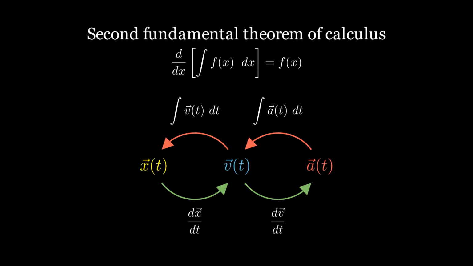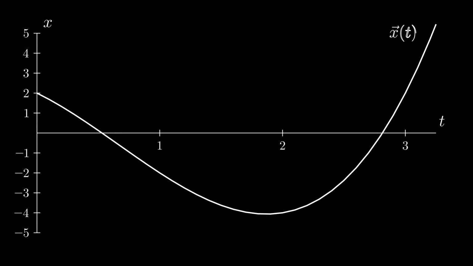We can look at these relationships in a more graphical sense. Here is our position graph once more. If we take a point at, for instance, time is equal to 1, we can see that the position is negative 2 meters. Now, if we draw a line that touches the graph at only this point, otherwise known as the tangent line, we can see that the slope of this line is the same as our velocity at that point. As long as the graph of the position is continuous, this holds for every point along it.